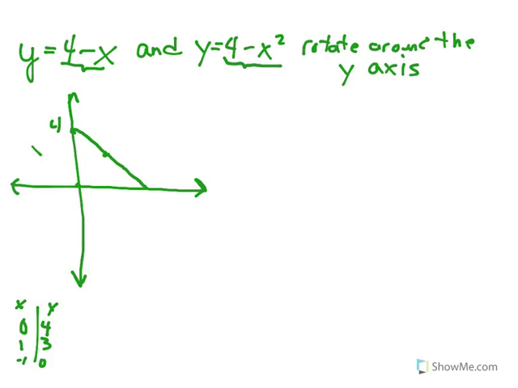And now let's look at the curve. When x is 0, y is also 4. So they're going to meet at this point right here. The real question is, what are they going to be in the middle? Let's pick 1. When x is 1, y is 3. So they have the same value there.